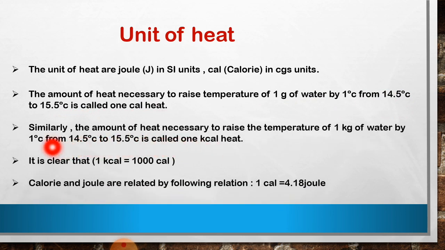But what do you mean by 1 kilocalorie heat? The amount of heat necessary to raise the temperature of 1 kg of water by 1 degree Celsius from 14.5 degree Celsius to 15.5 degree Celsius is called 1 kilocalorie heat. So here 1 gram is taken, here 1 kg is taken. That's why 1 calorie and 1 kilocalorie. From this it is clear that 1 kilocalorie is equal to what? 1000 calorie. 1 kilocalorie is equal to 1000 calorie.